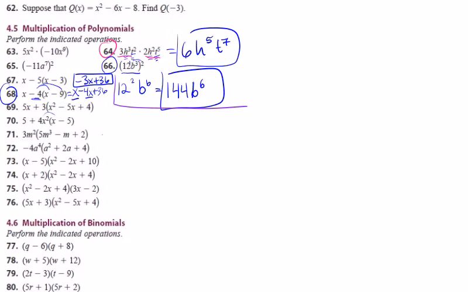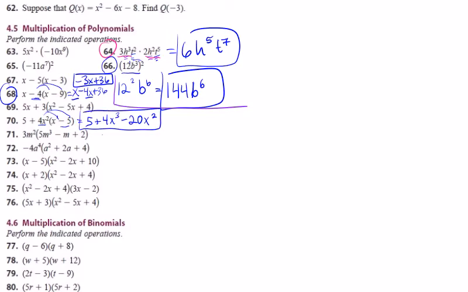Same thing with 69, right? Same thing with 70. I would just distribute the 4x squared, so the 5 would stay. 4x squared times x is 4x cubed, right? Because I'm adding these exponents, 2 plus 1. And then 4x squared times -5 would be -20x squared. And there are no like terms there, right? So that would just stay the way it is.